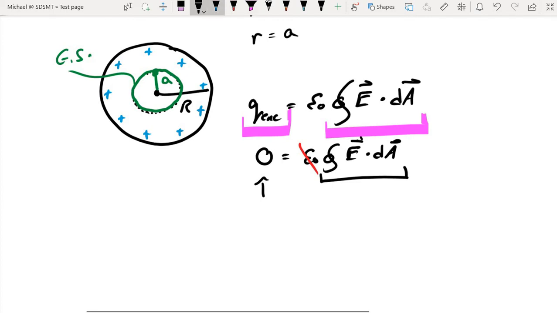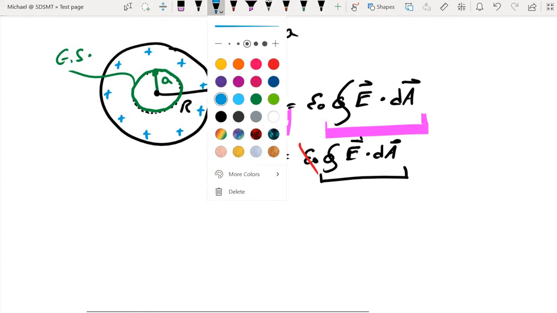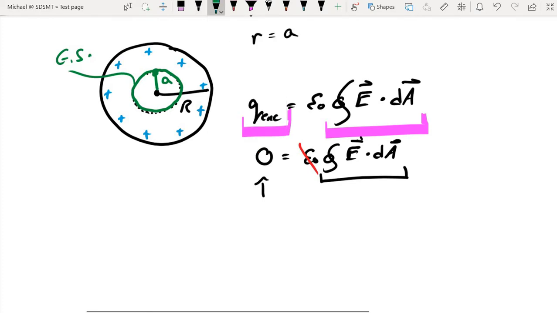If the net flux is 0, there's only 2 ways that could happen. Either you would have to have an electric field that's 0, or you would have to have a surface area that is 0. And with the radius of A that we're using for our Gaussian surface, that total surface area is not 0. So the only thing that's left is for the electric field to be 0. And so now we have our answer.